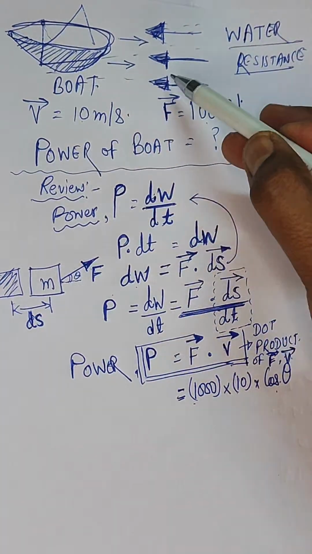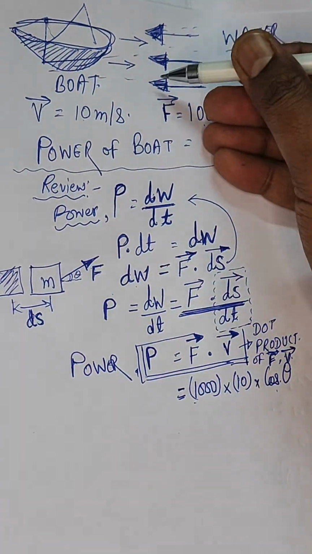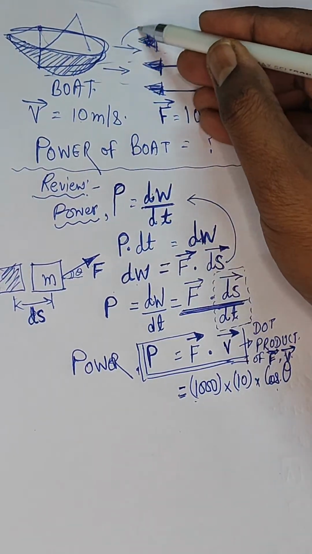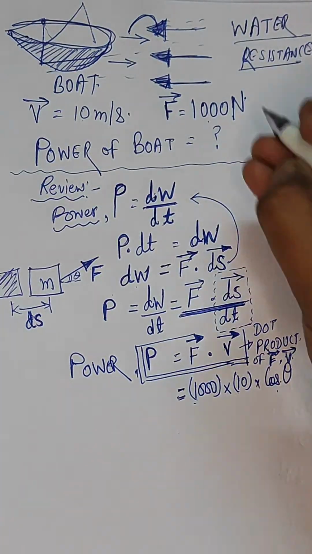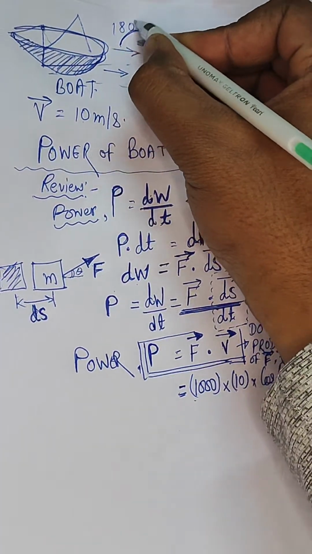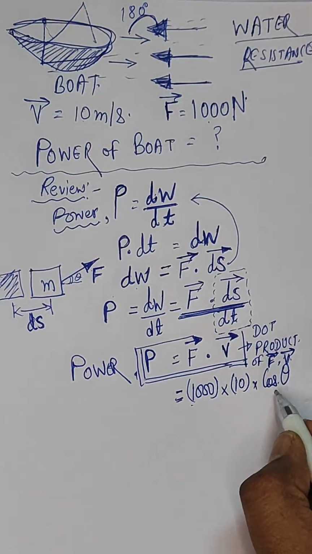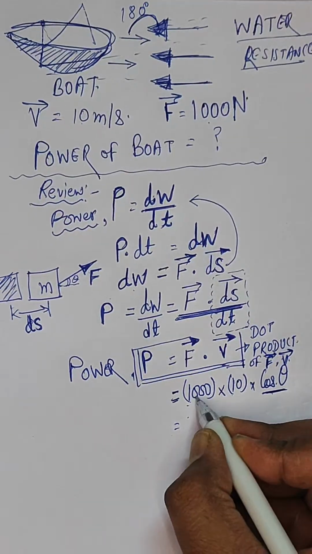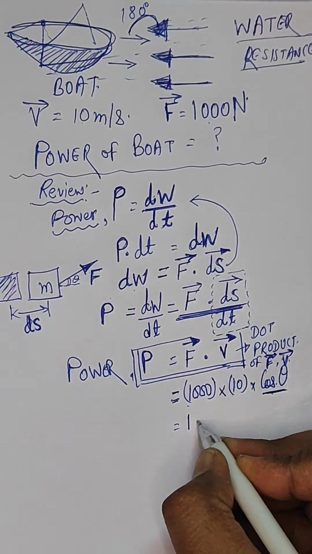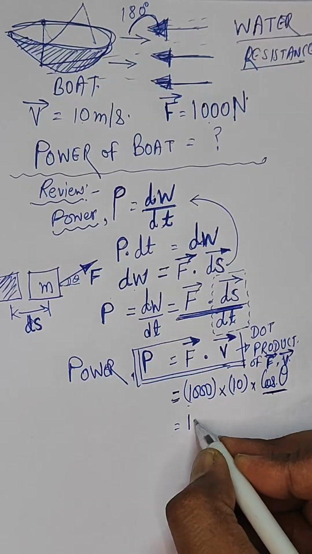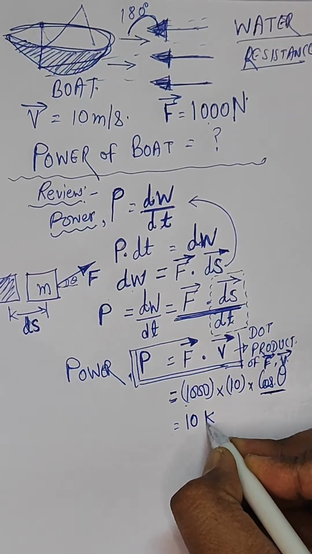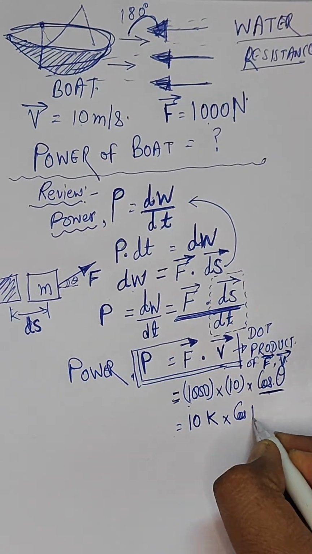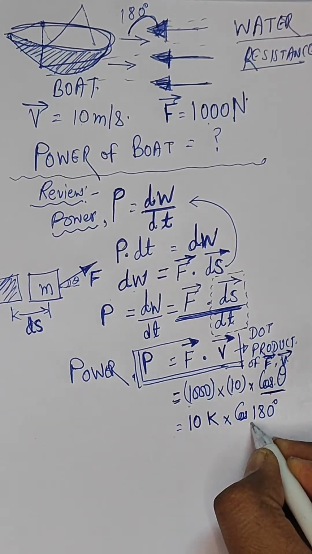If the direction of force of water is into the left direction and the boat is going into the right direction, what is the angle over here? Isn't it 180 degree, right? Then instead of cos theta, what will be the angle? 1000 into 10 will be 10k. Kilo is 1000, right? It can be written as 10k multiplied by cos theta, and cos theta is cos 180 degree. Why this 180 degree?